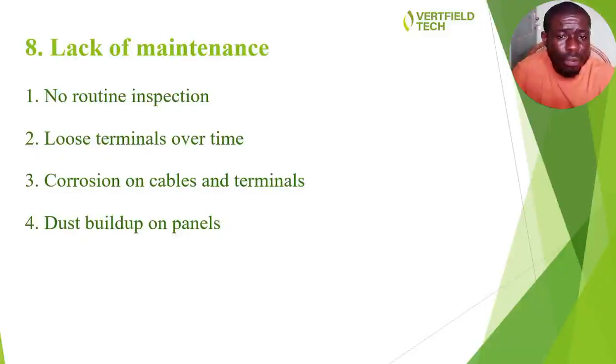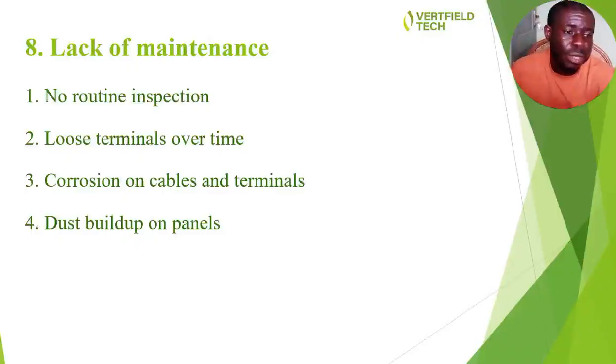Now, lack of maintenance: no routine inspection, loose terminals over time, corrosion on cables and terminals, dust build up on panels. Yes, when your panels are not just shaded but also covered with dust, it will also lead to system failure because there will be low production of energy. We have talked about loose terminals. Now, corrosion of cables, when there is no routine inspection, your cables might be corroded.